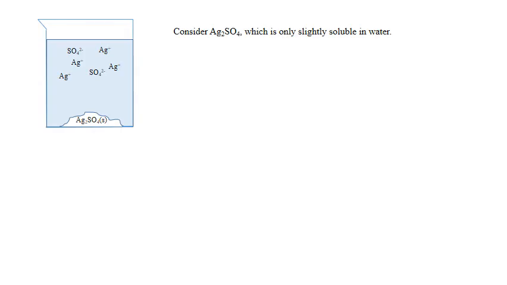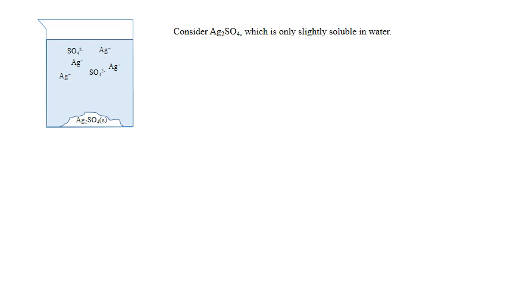So let's consider silver sulfate. It's slightly soluble in water. So imagine, as depicted over here on the left, you take a beaker full of water and you put some silver sulfate in there and you dissolve as much as you can, and then the remaining silver sulfate, the excess that won't dissolve, is sitting at the bottom of the beaker. And you stir it and you wait and you stir some more, and no more will dissolve.